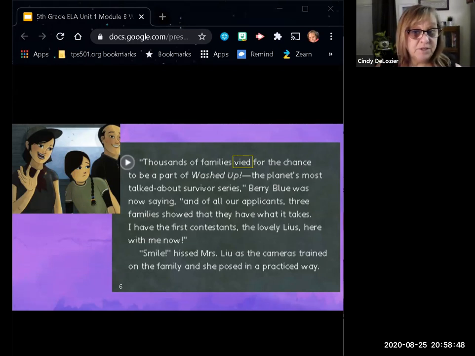So we have some more characters here. Barry Blue just introduced them, didn't she? What would you say is a character trait of Mrs. Lou? Interesting. We can definitely tell she is used to her picture being taken because she posed in a practiced way. What do we know about the Lou family? That's right. Even though the text only talks about Mrs. Lou, Shen, and May, we see that Mr. Lou is also one of the contestants.